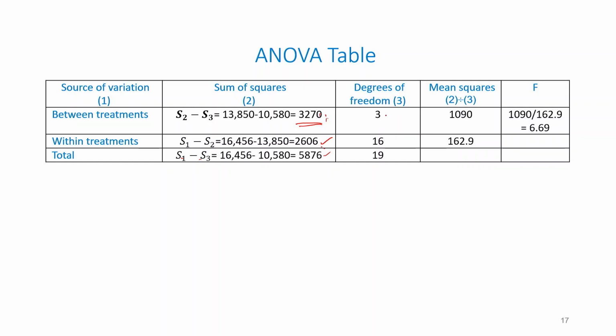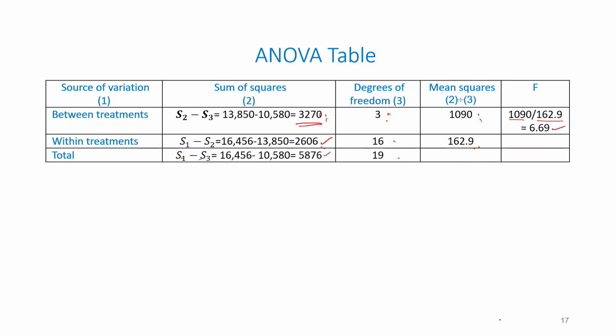These are the degrees of freedom in this case. These are the mean squares. Divide 3270 by 3, 2606 by 16. These are the values you are likely to get. And therefore the F value will be 1090 divided by 162.9. This will give a figure 6.69.